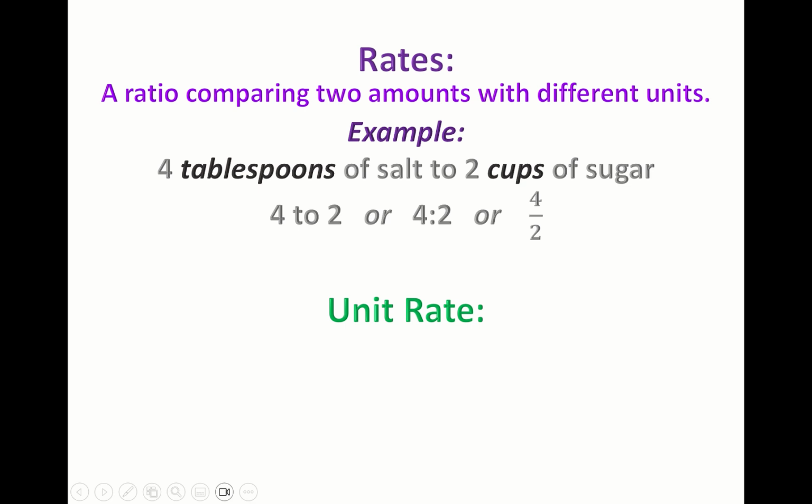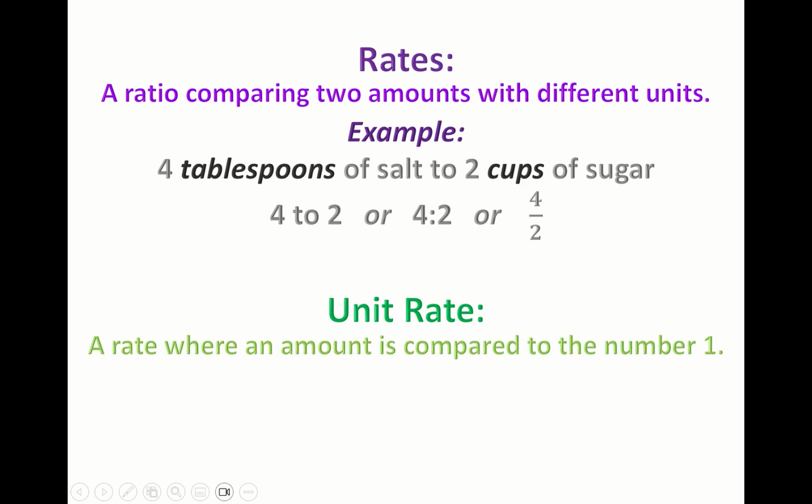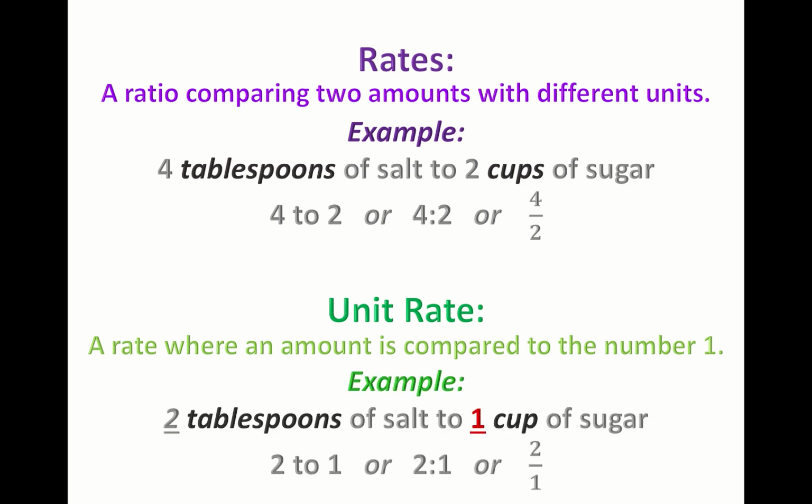Now, a unit rate is a special type of rate. And what makes it special is that it's a rate where an amount is compared to the number 1. Here's our example using the tablespoons of salt and the cups of sugar. That will become 2 tablespoons of salt to 1 cup of sugar. Notice how the 1 is the second part of this ratio, 2 to 1. And in the fractional notation, the 1 is in the denominator. That is very important.